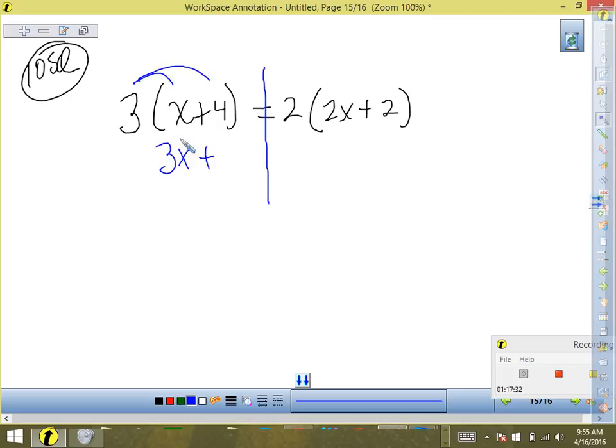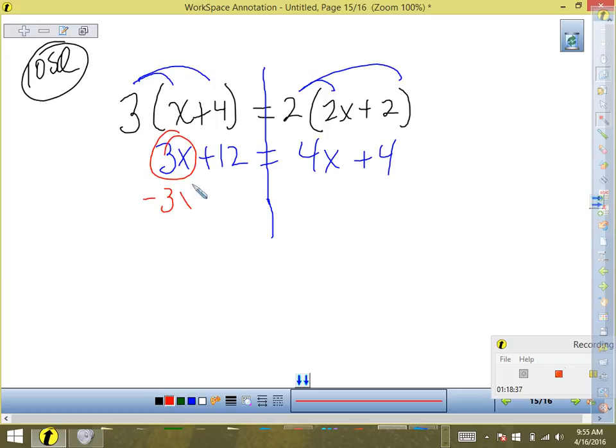All right, here we go. So this is 12 equals, and then since we cannot simplify anymore, we go to the other side and do the same. Distribute to both terms. This is 4x plus 4. Does this look familiar? Yes. Therefore, start with the smallest variable, which is 3x, so I subtract 3x. We're left with 12 equals x plus 4.